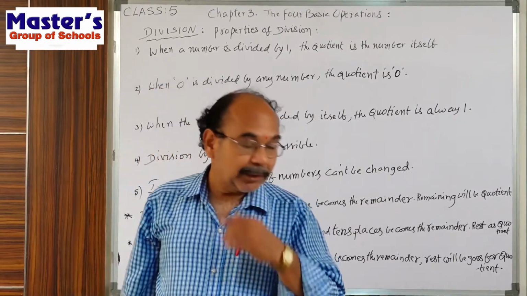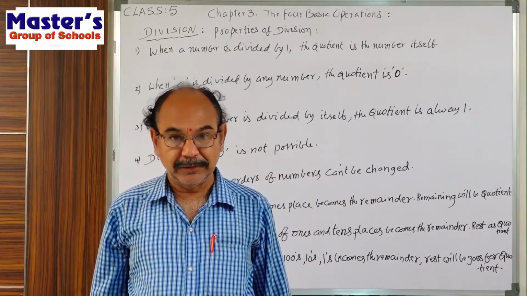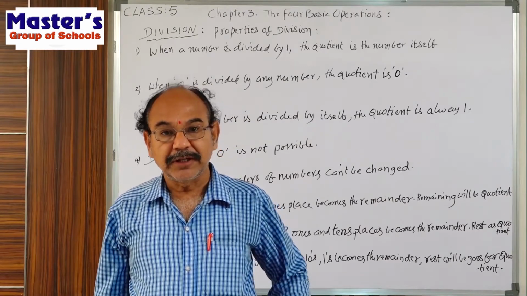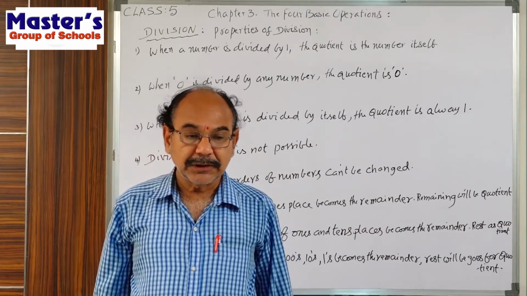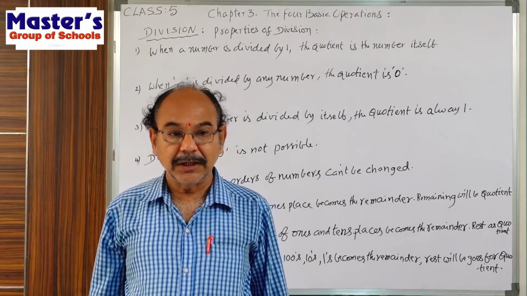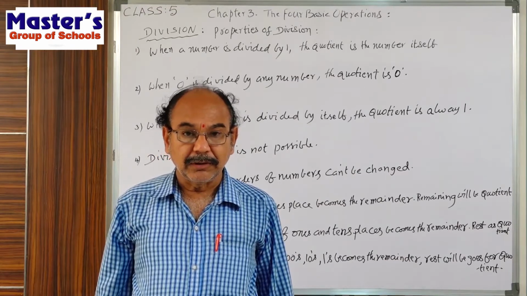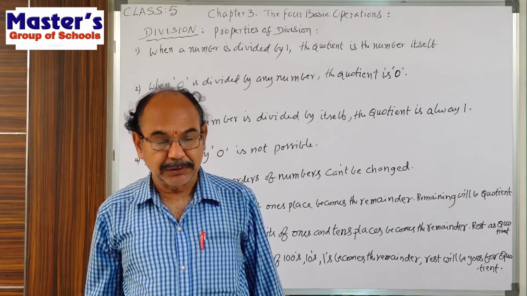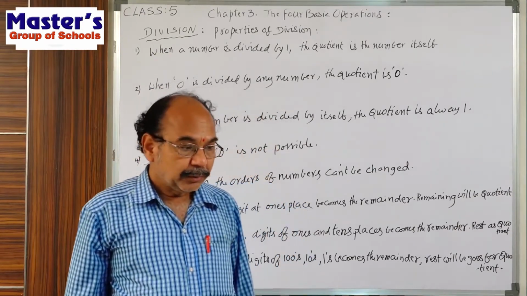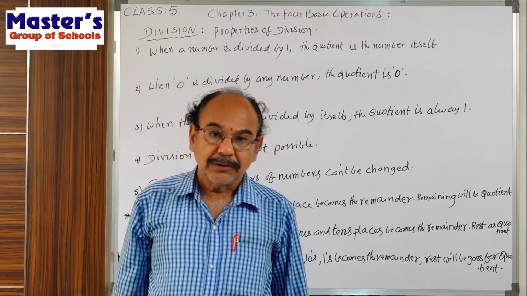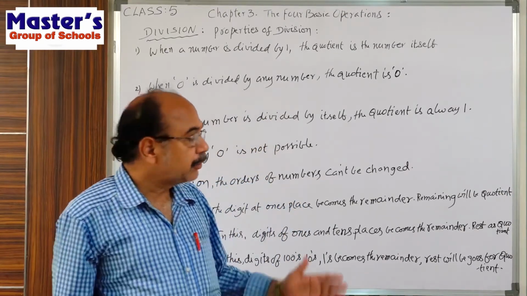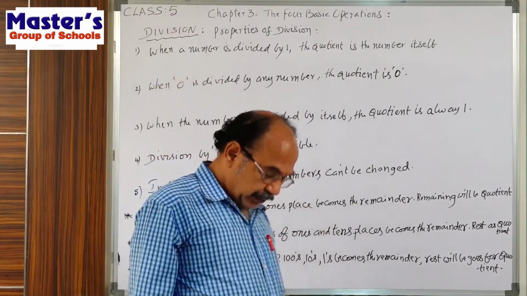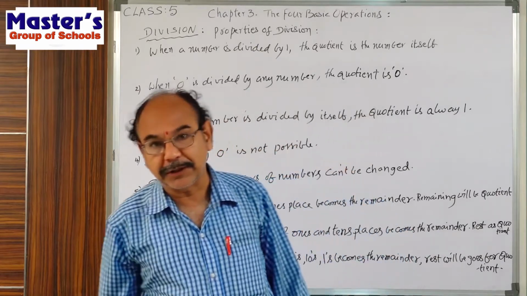About division, you already have an idea. That means dividend is equal to divisor into quotient plus remainder. That is the division rule. And you have an idea about division problems. So using that knowledge, we are now going to learn about the properties of division. In division, some properties are there.